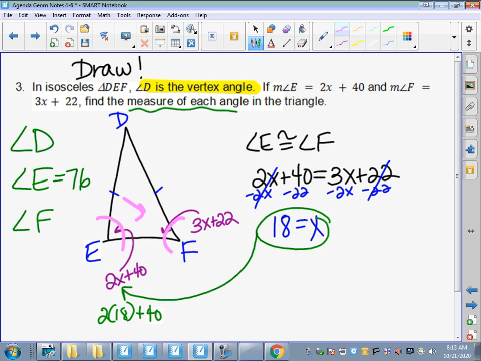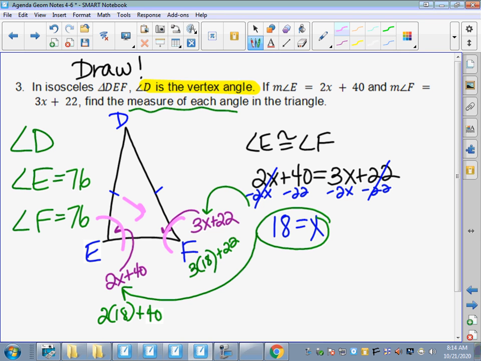No problem, right? What should angle F come out to? Are you going to check your math or are you going to just trust it? If I put an 18 in for that x, 3 times 18 is 54, plus 22 is 76. Does it make sense to you that angles E and F both came out to 76? We said they were congruent, right? So they should come out to the same number.